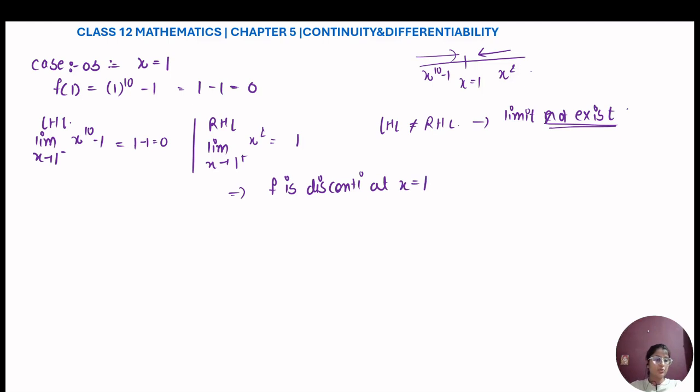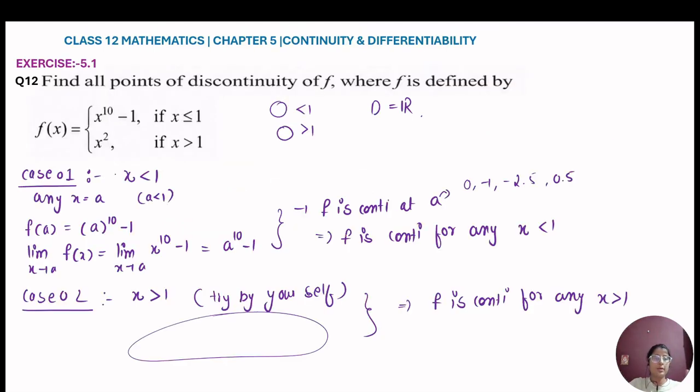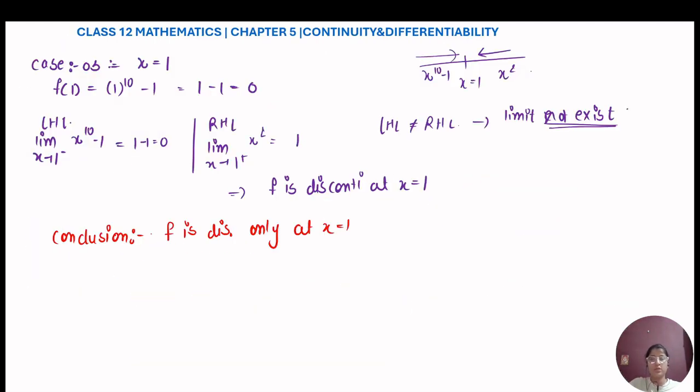So what will be the conclusion? As you can see, we get only one point where the function is discontinuous. So our conclusion is f is discontinuous only at x equals 1. For this question, the only point of discontinuity will be x equals 1. Now let's move to the next question.